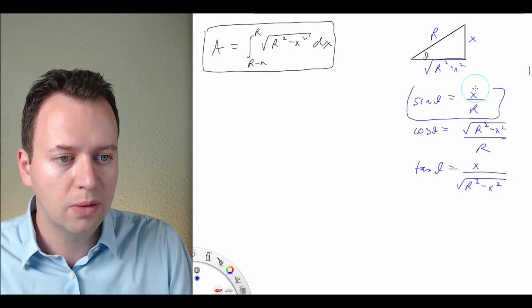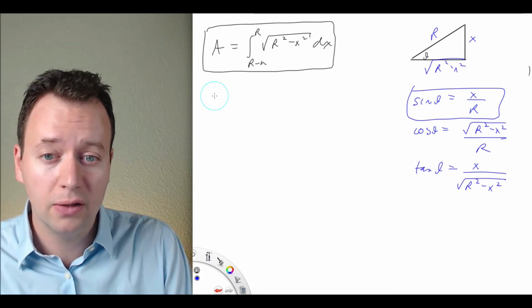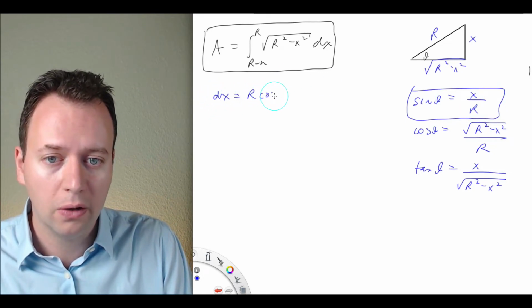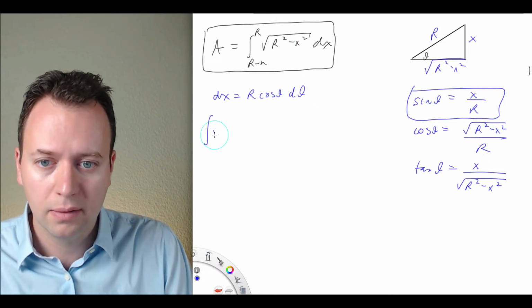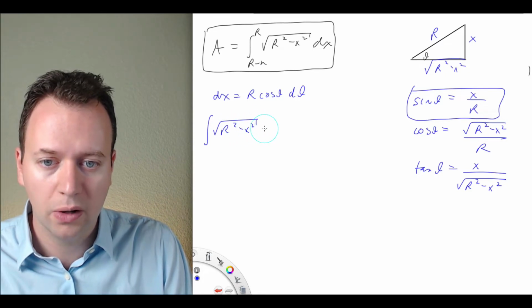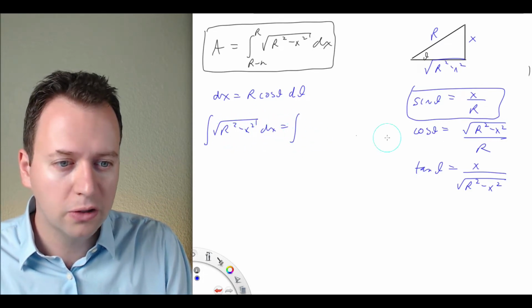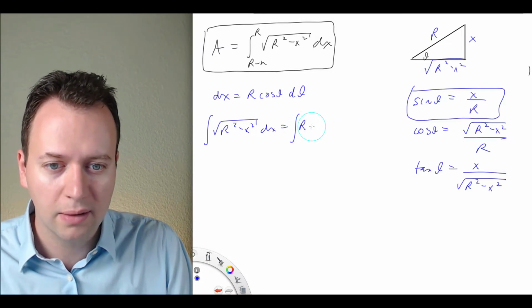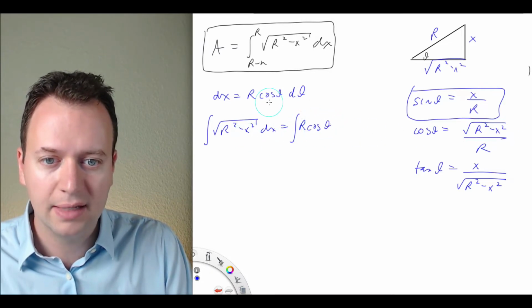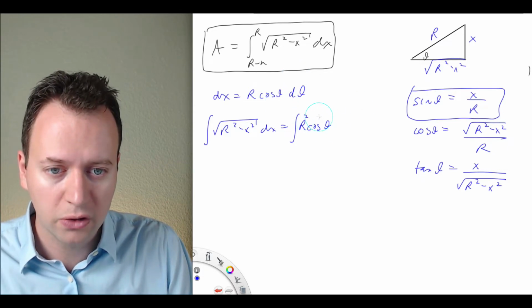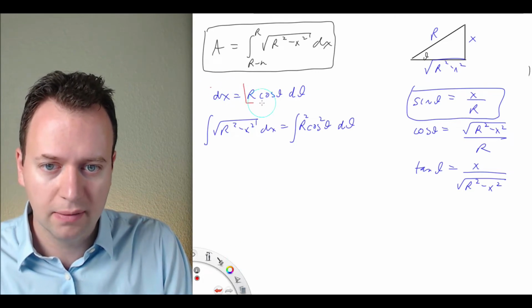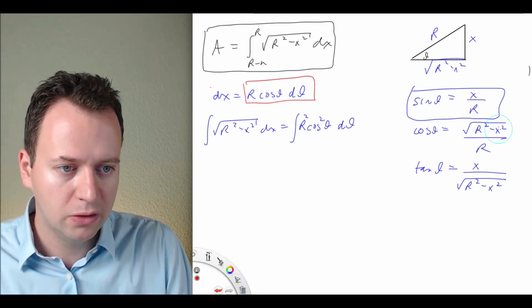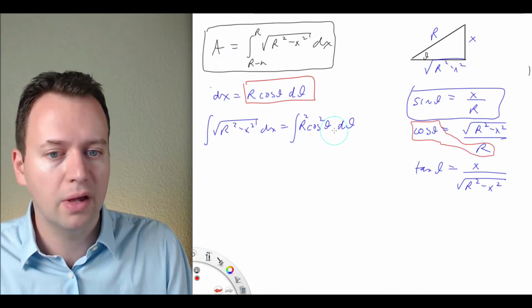From this relationship, we get x is equal to r sine theta, therefore dx is equal to r cosine theta d theta. So this whole integral of the square root of r squared minus x squared dx becomes, well, the square root of r squared minus x squared is r cosine theta, and dx is r cosine theta d theta. So that becomes r squared cosine squared theta d theta.